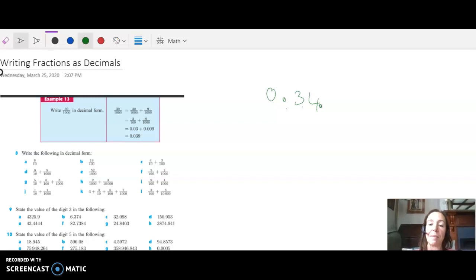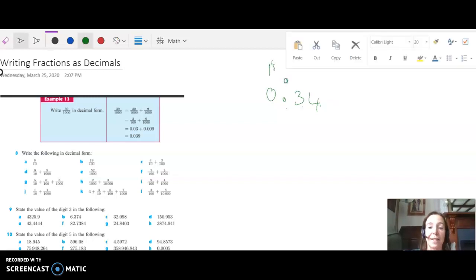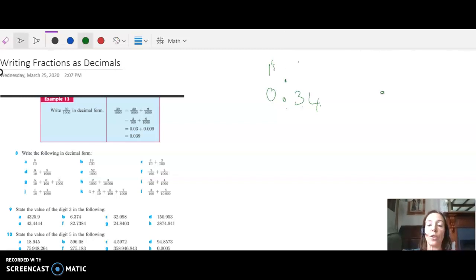0.34, remember that the 0, anything to the left, this first one to the left is my ones column, and then I've got my decimal point in that line over there. Then the 3 is in my tenths column, and the 4 is in my hundredths column. So it's tenths and hundredths. Remember, we've said that before. And that would mean that this could be written as 3 tenths and 4 hundredths.